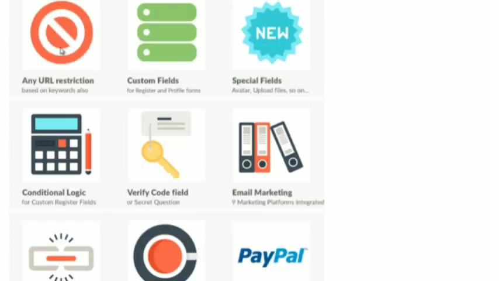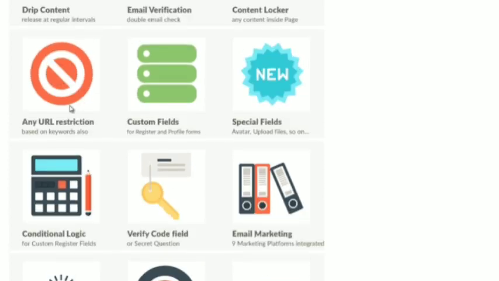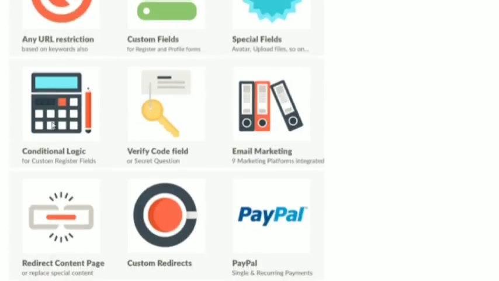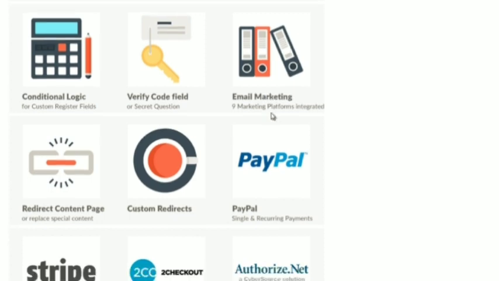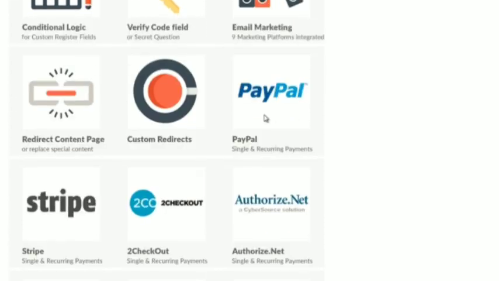You can restrict any URL based on keywords. So that's nice. So you could say, any URL that has this keyword, lock it, restrict it to this specific scenario or this specific level. So you have custom fields, you have special fields, you have conditional logic. That's nice to have. You have integration into email marketing autoresponders, which should be pretty standard. But you also have integration into PayPal, Stripe, Checkout and Authorize.net.